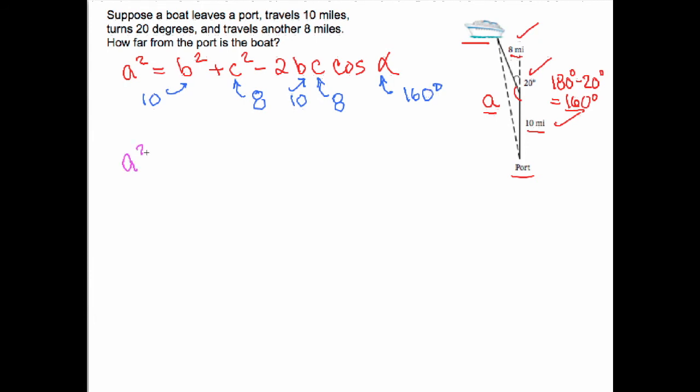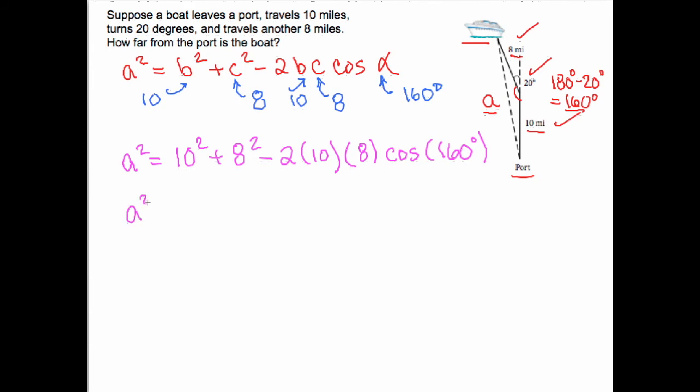So we have a squared is equal to 10 squared plus 8 squared minus 2 times 10 times 8 times the cosine of 160 degrees. Now, as long as my calculator is in degree mode, I can go ahead and enter this equation just as I see it in the calculator. And I have a squared is equal to, approximately to 2 decimal places, 314.35. So taking the square root of both sides, I find a to be approximately 17.7 miles.